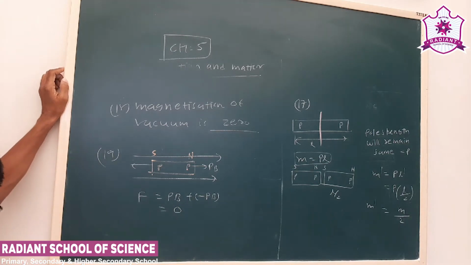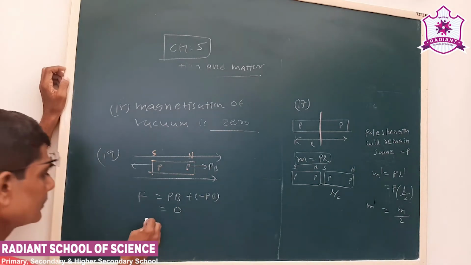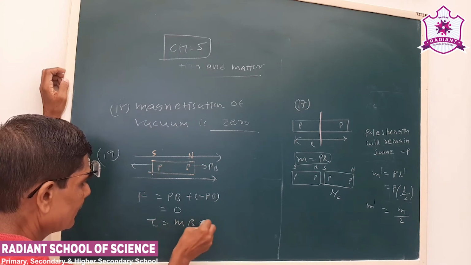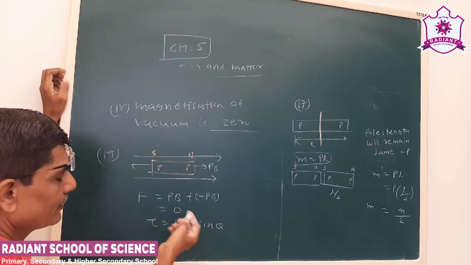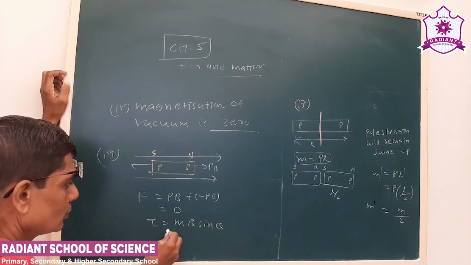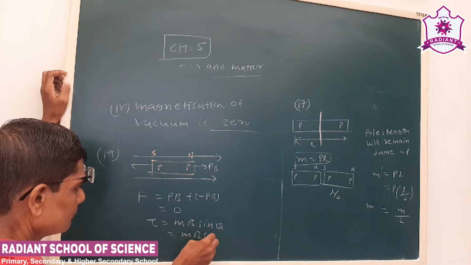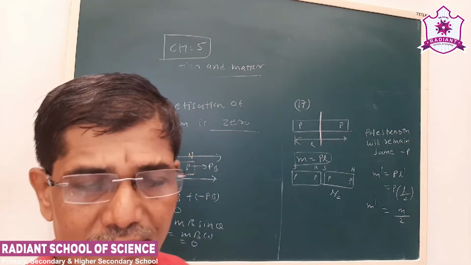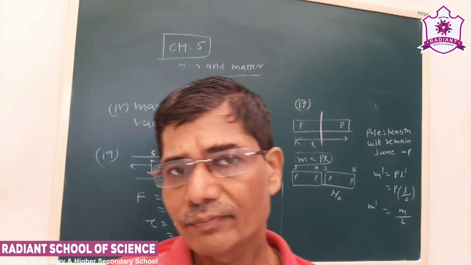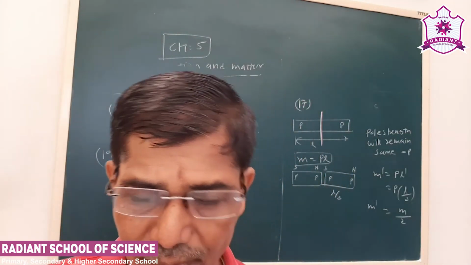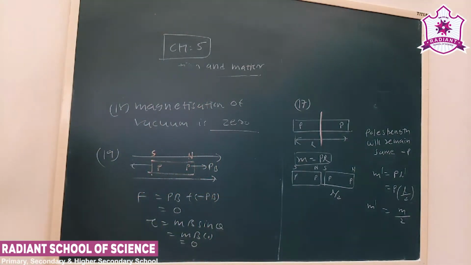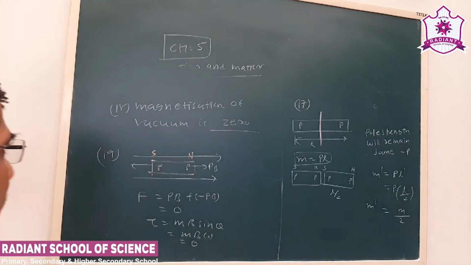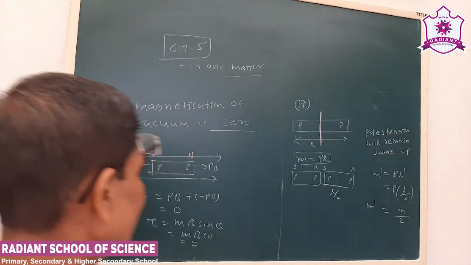Force will be 0. See, torque formula, torque is mB sin theta. Okay, here they are parallel, so torque is 0. So when a bar magnet is placed parallel to a uniform magnetic field, the resultant force will be 0, and torque also will be 0. So this is our MCQ number 19. Now see the next MCQ.